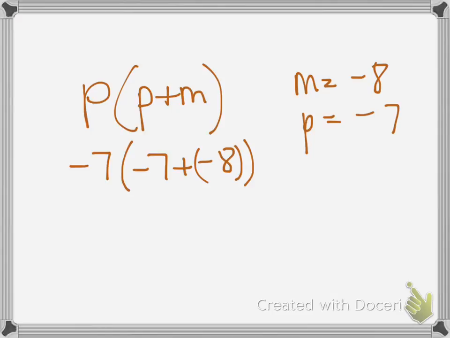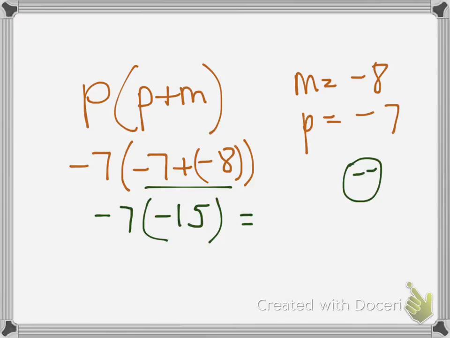I know this looks like distributive property, but there's no variables in here, so we can actually just take care of the inside of this right away. A -7 plus a -8 is -15. These parentheses mean we're going to multiply 7 times 15. Pardon me. A negative times a negative is a positive, so the answer will be positive 75.